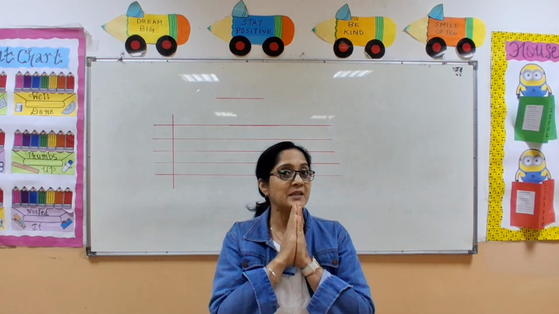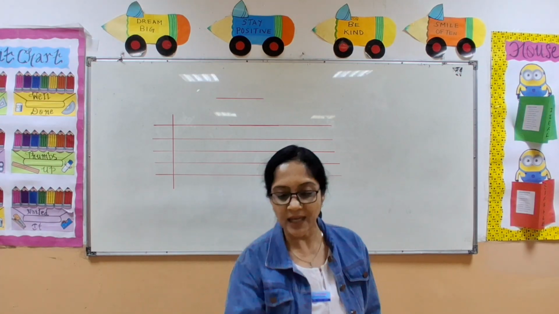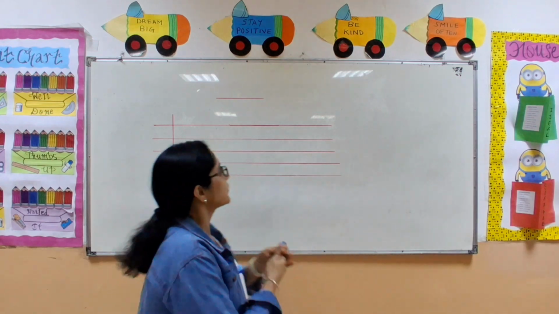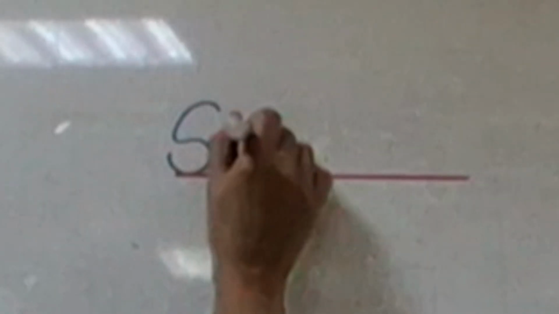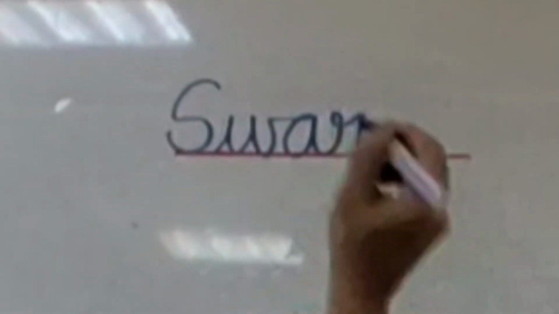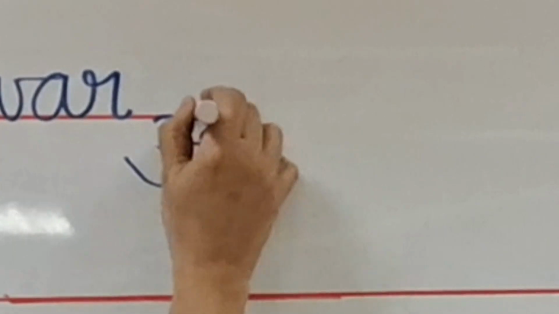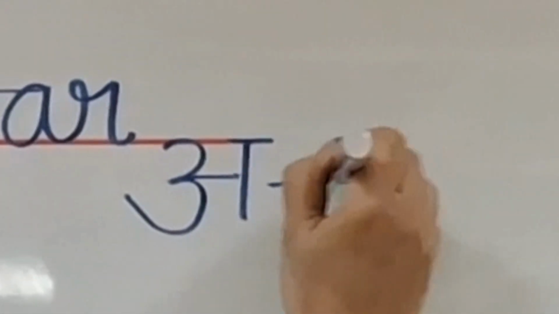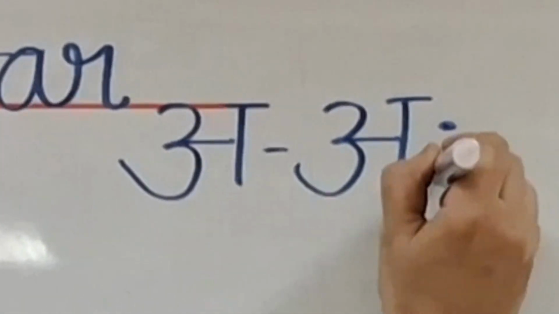Okay. So let me say namaste to you. नमस्ते बच्चों. तो शुरू करते हैं स्वर. ठीक है? Let me write swar. S-W-A-R swar. Then swar starts with A and it ends with Aha. Okay?